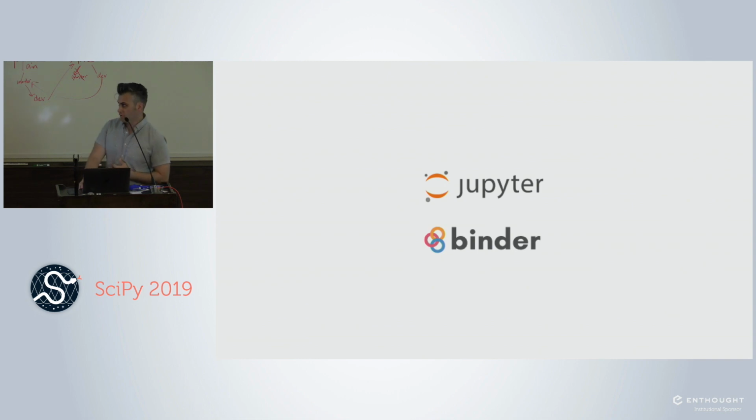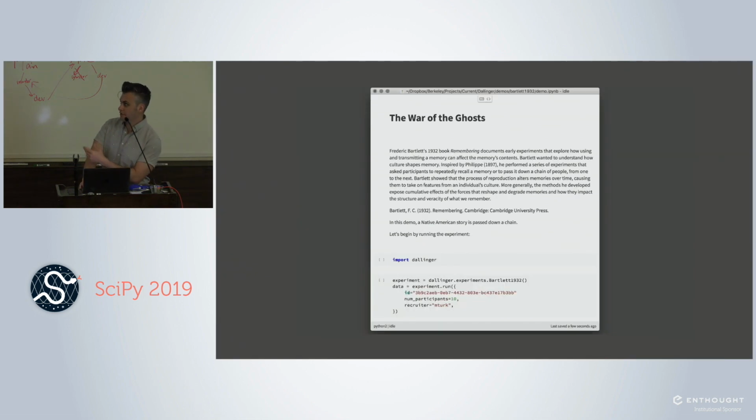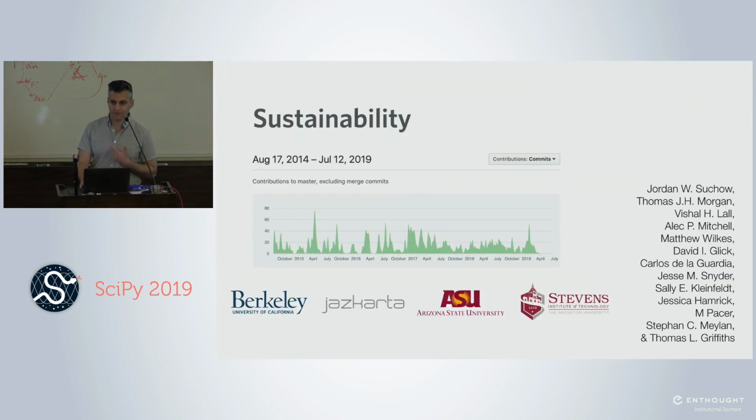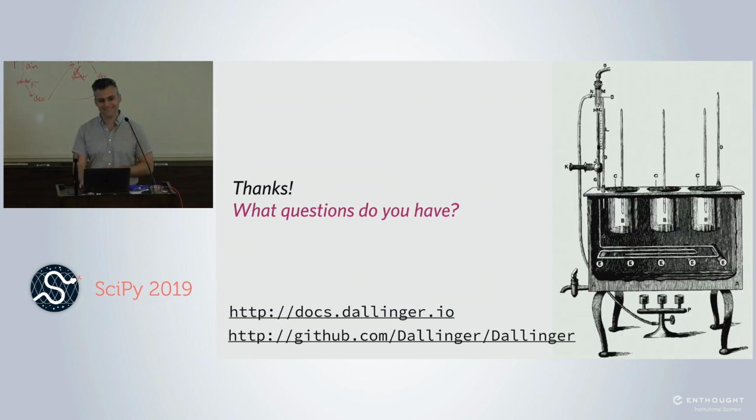This means that you can actually create a Jupyter notebook or a binder that has text and code that runs the experiment and defines the entire computational environment in which the experiment is run, and actually achieve computational reproducibility in a behavioral experiment. We've got documentation. We're working hard on sustainability, but it's hard. We've done a reasonably good job. This is 5 years of commits, and thanks.